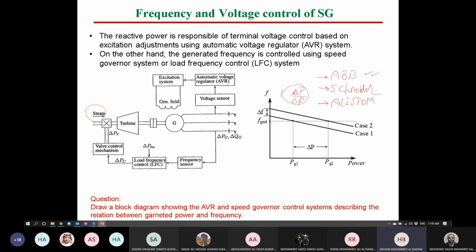Sorry, Doctor. This is for the synchronous generator. What about the synchronous motor? Can we control its speed? Synchronous, you mean synchronous generator or synchronous motor? For the synchronous generator, now we are discussing the steady-state stability operation of the synchronous generator. A synchronous motor is simply a motor. You can control the motor speed by controlling frequency, and we will discuss it inshallah.